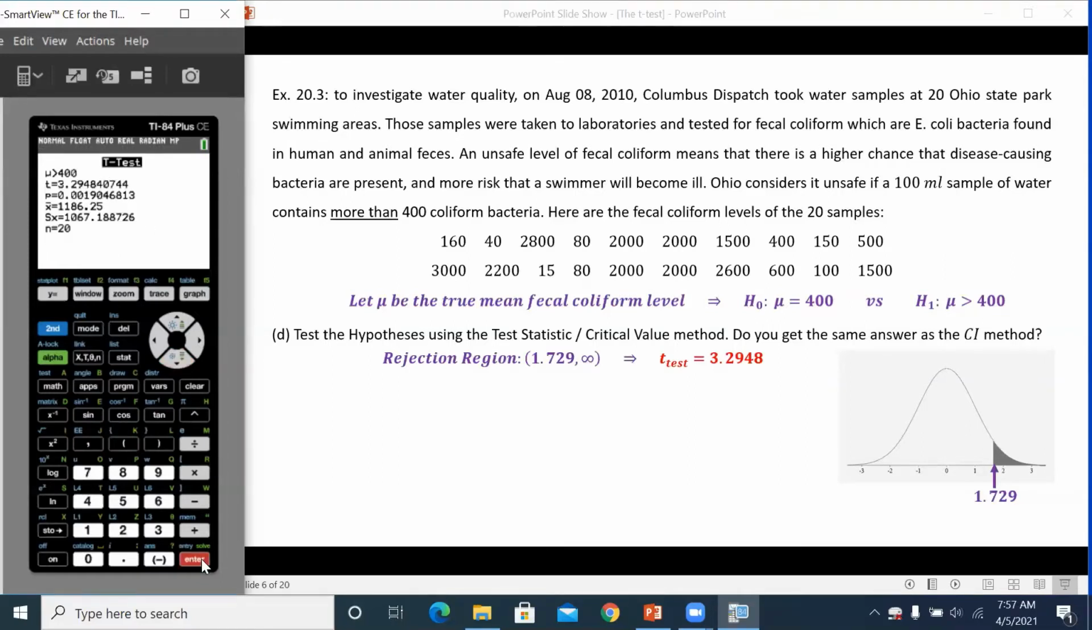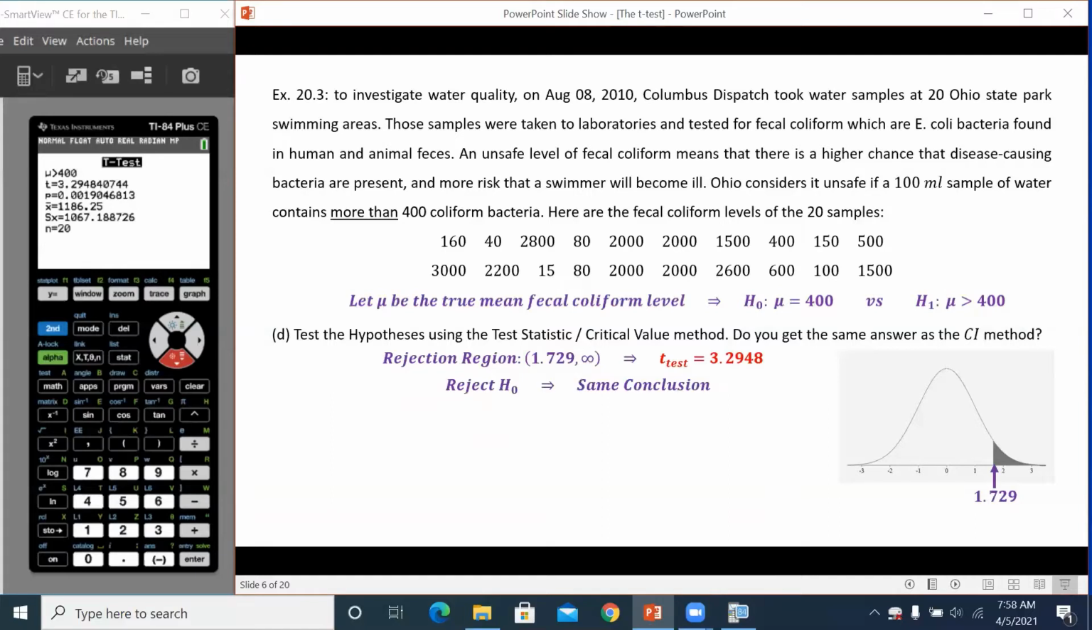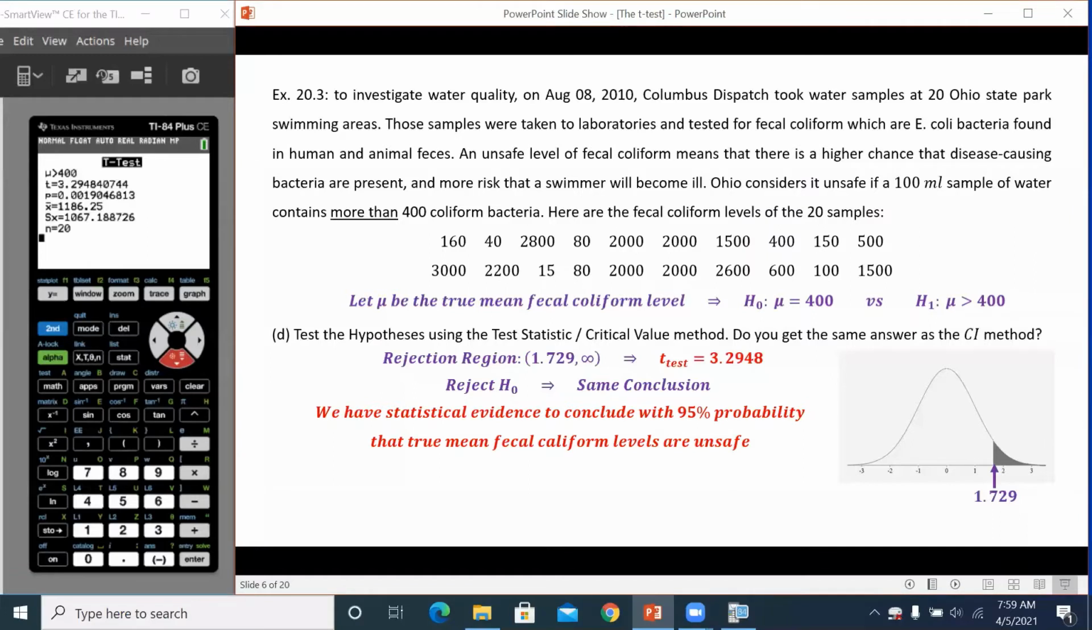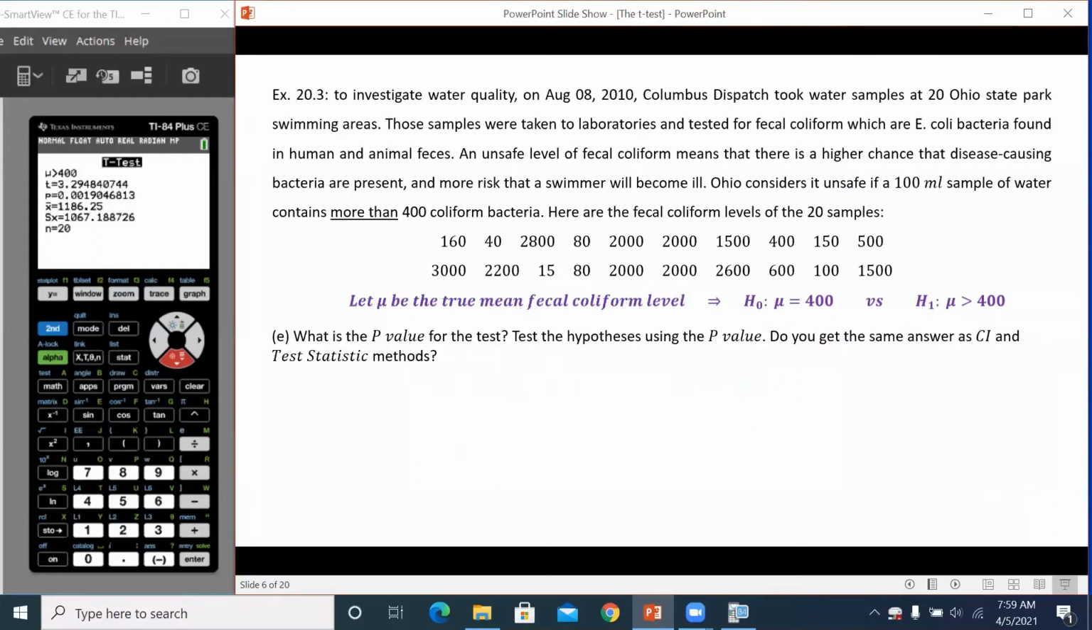Skip color and select calculate and then hit enter. All right, here's the calculator's output. Make sure to check the first line of the calculator's output always and see if it exactly is the alternative hypothesis that you need to test. You can see the t-test statistic in the second line, and the t-test statistic is 3.2948. And it's clearly in the rejection interval from 1.729 to positive infinity. Therefore, we reject the null hypothesis. That means we get the same conclusion as part C. Interpretation stays the same: we have statistical evidence to conclude with 95% probability that the true mean fecal coliform levels are unsafe.